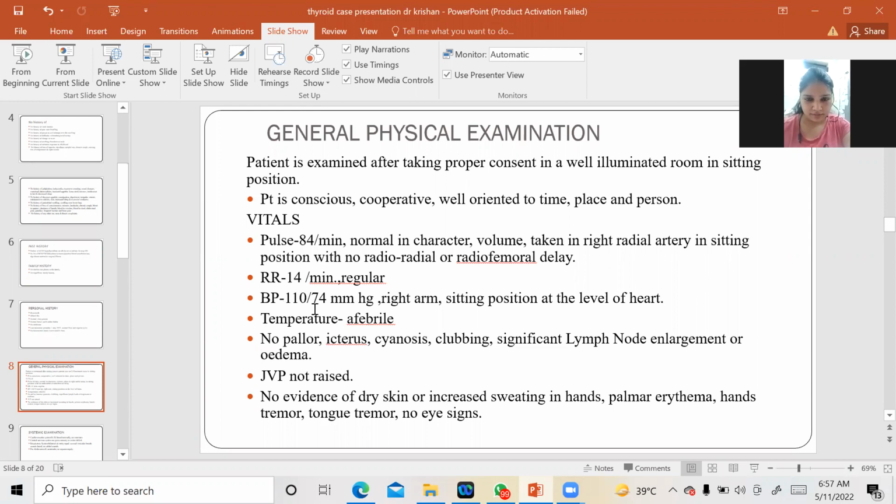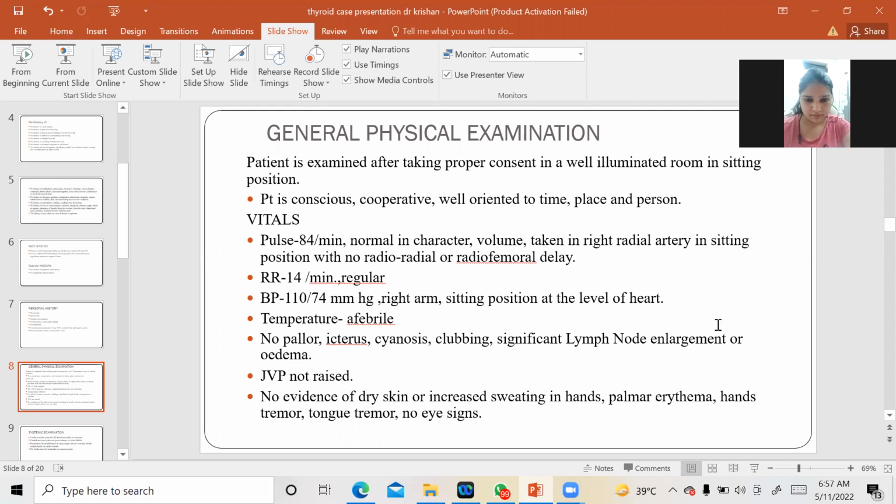The BP recorded was 110 by 74 millimeter of mercury, in the right arm, sitting position, at the level of the heart. Temperature: patient was afebrile to touch. There were no pallor, icterus, cyanosis, clubbing. There was no significant lymph node enlargement or edema.